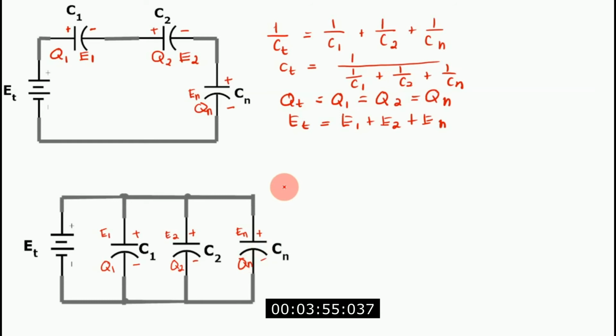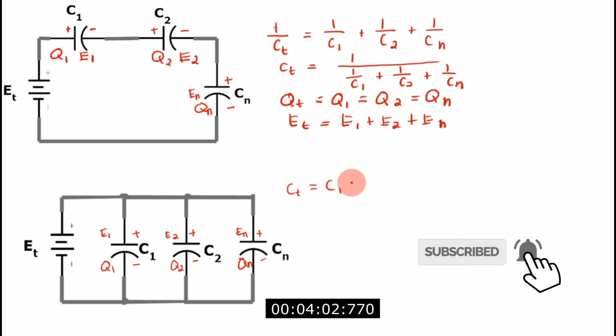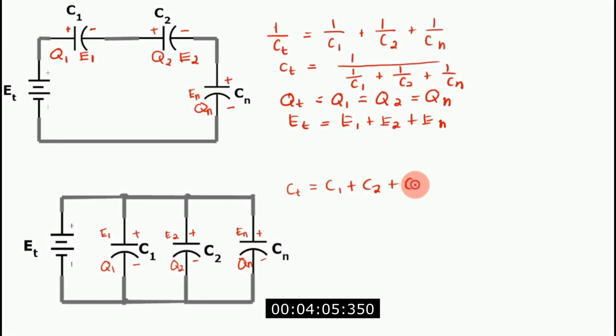Okay. What is the total capacitance of parallel connected capacitors, C sub T? Just simply add the capacitances C1, C2 plus Cn, and so on and so forth. And for the charges, the total charge is actually the addition of the individual charges of each of the capacitors. So Q sub 1 plus Q sub 2 plus Q sub N. And for the voltage, E sub T, the electrical potential of each of the capacitors is equal. E sub 1 equals E sub 2 equals E sub N.